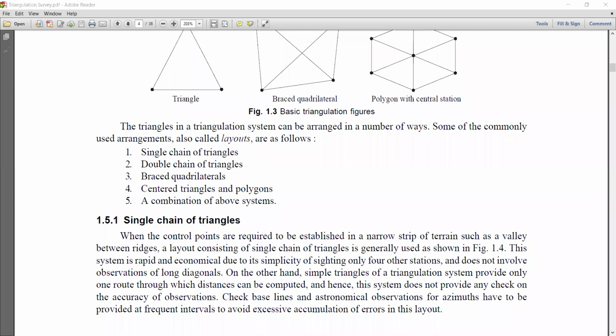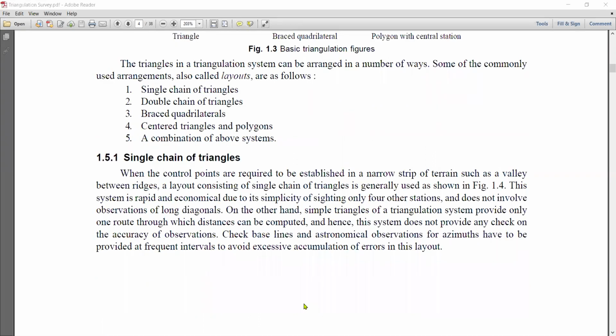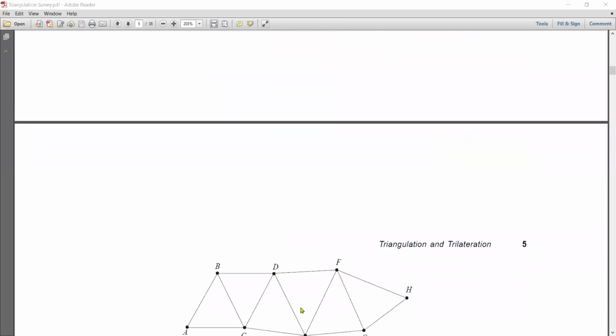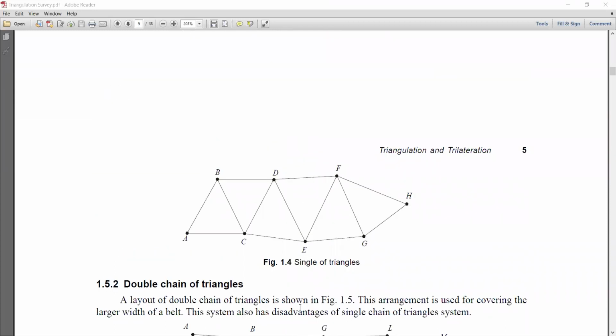Single chain of triangles means that by using single triangles, you can frame a chain. A chain is formed by using triangles. For example, in a given area, by using triangles, we can frame a single chain. Like that, there are the double chain and the braced quadrilateral. Further, by seeing the figures, you can understand what a single chain, double chain, and braced quadrilateral are. Firstly, we'll discuss the single chain of triangles. Before going to the explanation, see this figure.